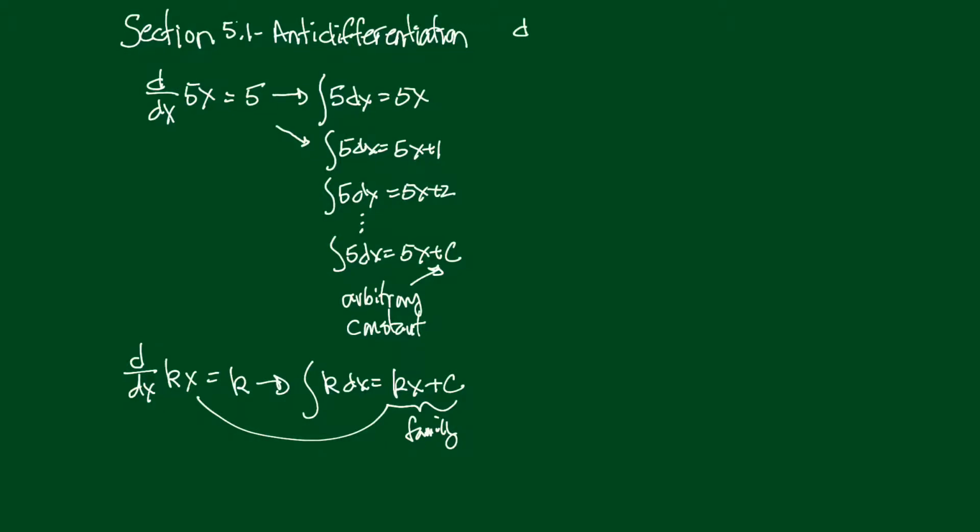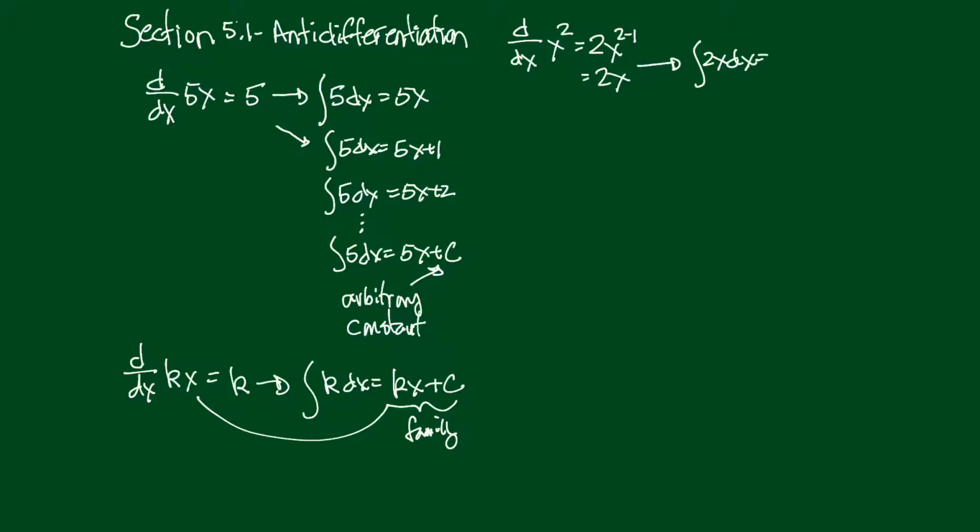Now, how about this one? What if we take the derivative with respect to x of x squared? Well, we know what happens here, right? The exponent comes down as a multiplier, and then we decrease it by 1. So we'll have 2x. Now what we want to do is antidifferentiate that 2x with respect to x.